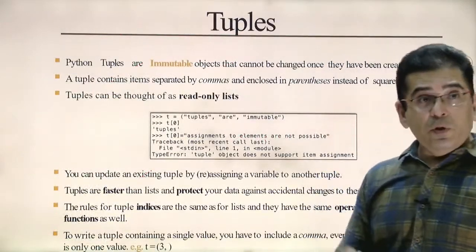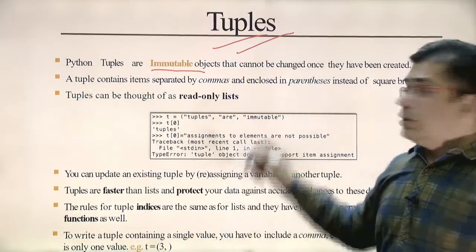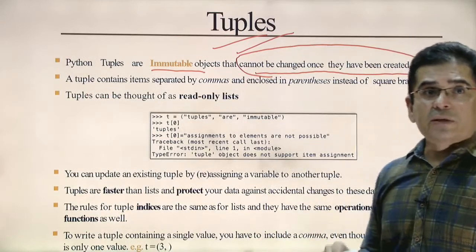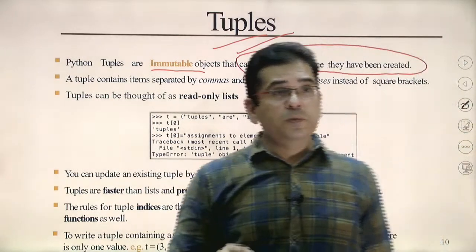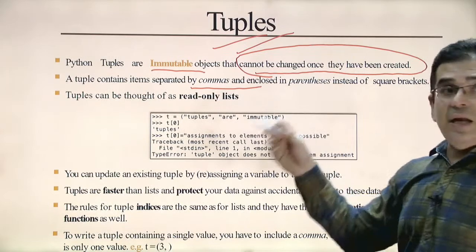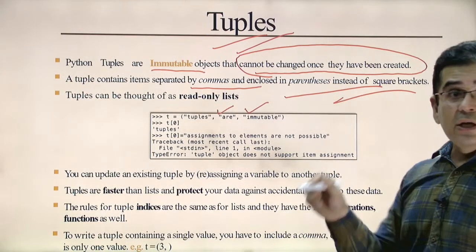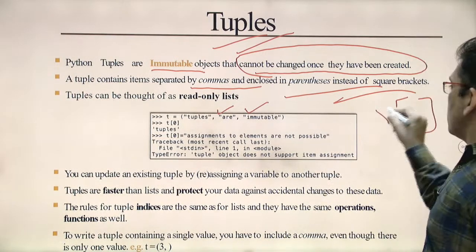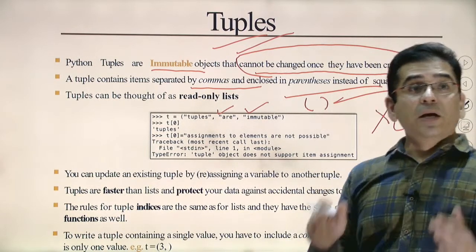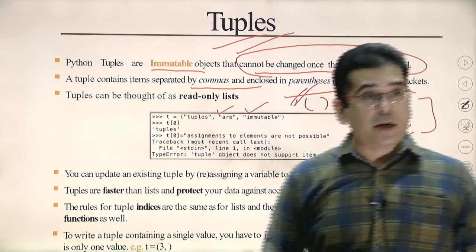Next, the immutable data structure is the tuple. Tuples are immutable objects that cannot be changed once they have been created. You need to remember, immutable objects are those which cannot be changed, but mutable objects can be changed once they are created. A tuple's items are separated by commas, just like list items. They are enclosed in parentheses instead of square brackets, so square brackets are not required here. They need simple parentheses. This is the difference: a tuple needs only parentheses.